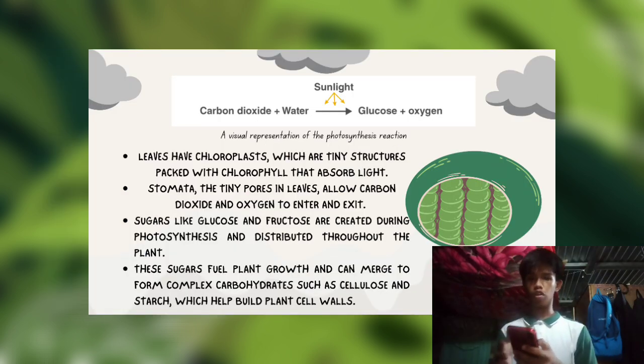Photosynthesis happens in the chloroplast, tiny parts inside leaves with chlorophyll, which absorbs sunlight.